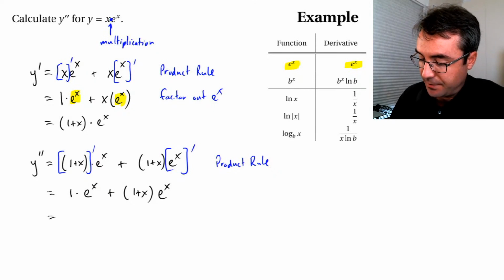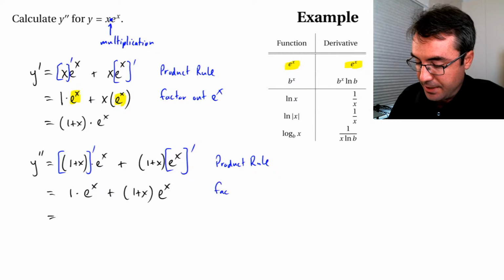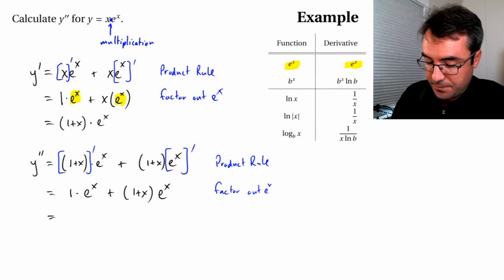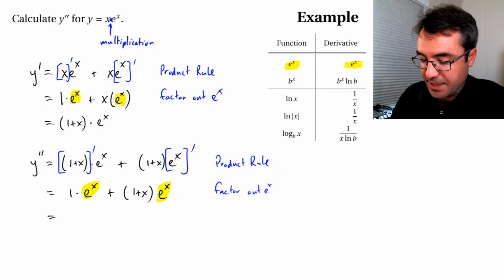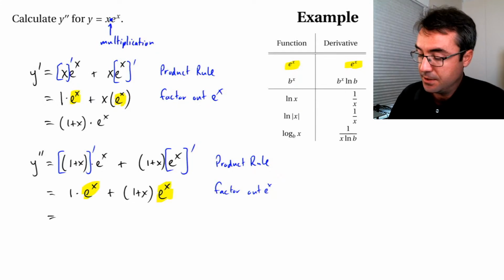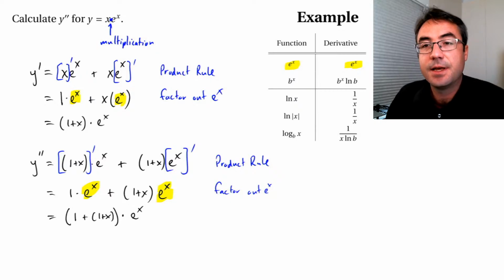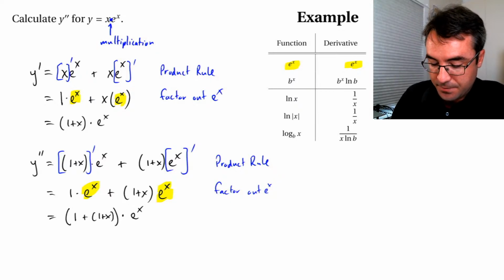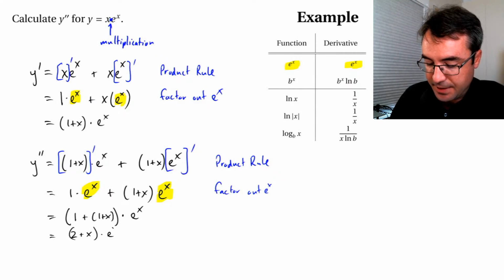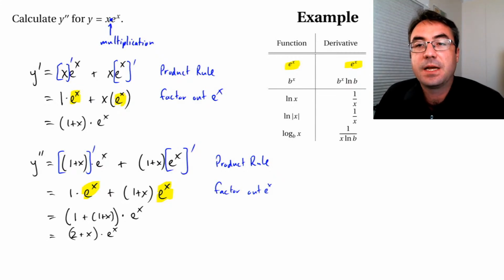And we can do the same thing. We can factor out an e to the x. So if we look, the first term has an e to the x. The second term here has an e to the x. So if we factor that out, what are we left with? Well, we have 1 plus x times e to the x. And then just simplifying, we get 2 plus x times e to the x. And so there's our second derivative.